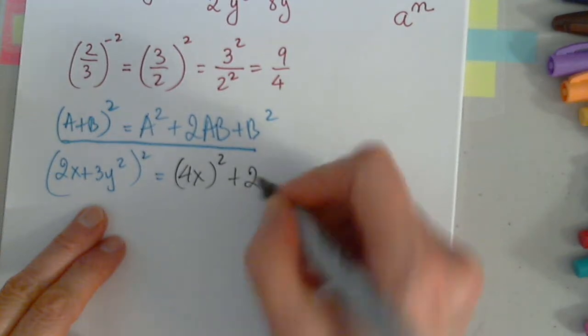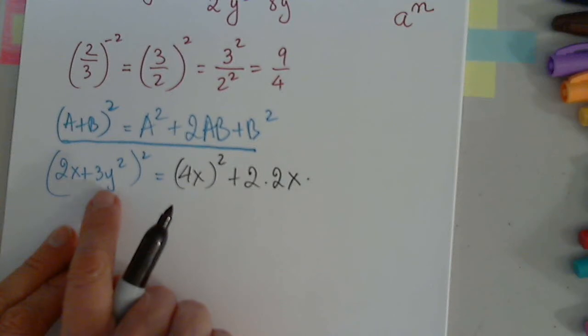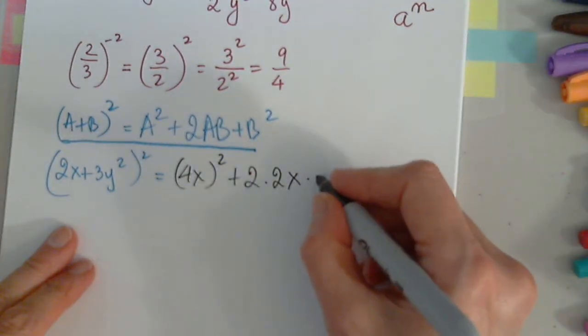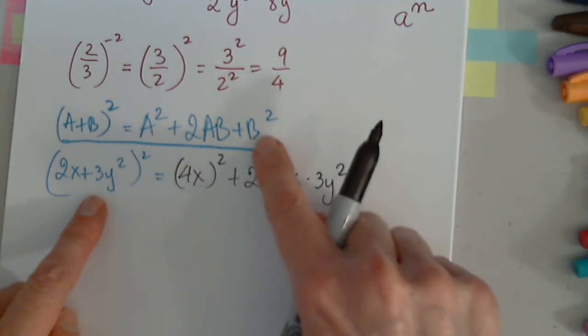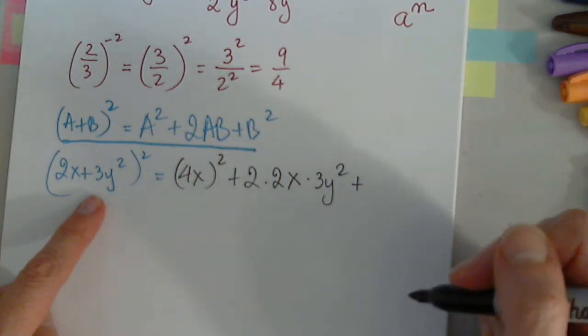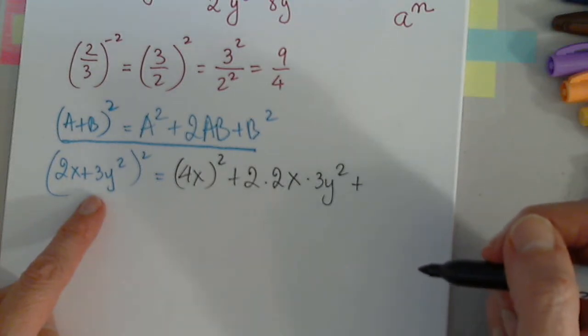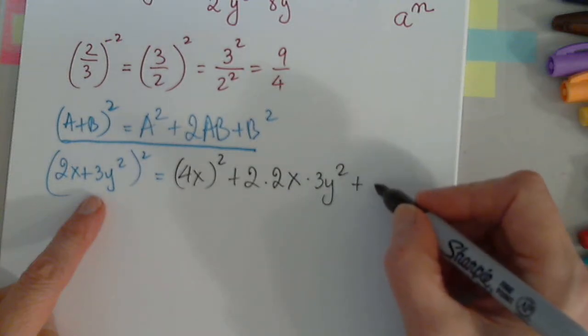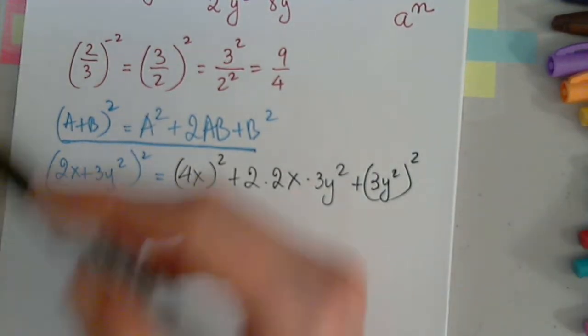Plus 2 multiplied by 2x and multiplied by 3y squared, right? And then plus, let's say Savannah, would it be the y squared? 3y squared squared. So let's analyze this.